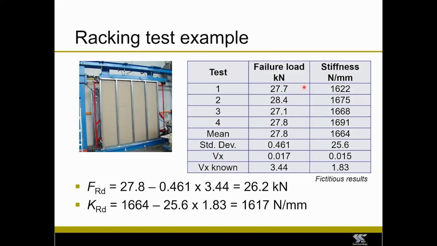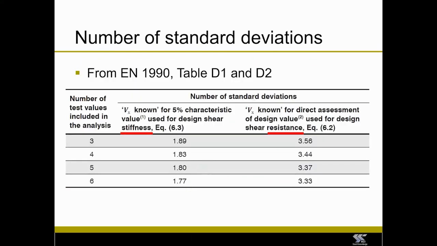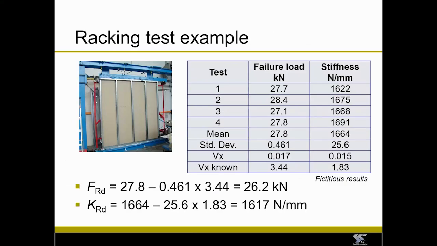So we've got 4 tests, and we've got a failure load from each test, and a stiffness from each test. Obviously, a mean value from each group of tests for those values, standard deviation, a measure of the variation, coefficient of variation, and the Vx known is the number of standard deviations. So that's coming from this table here, based on the number of tests, which in this case is obviously 4 tests. And so calculating the design value, so the design resistance, is fairly straightforward.